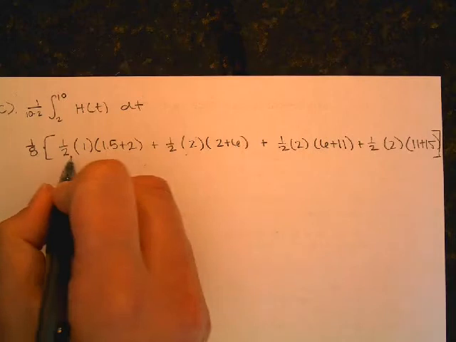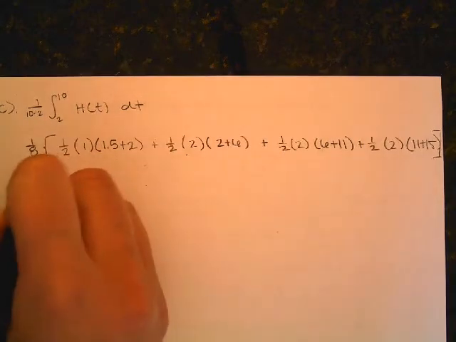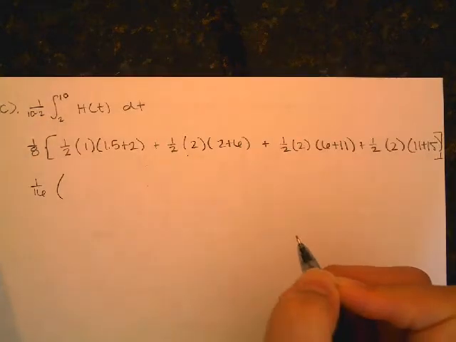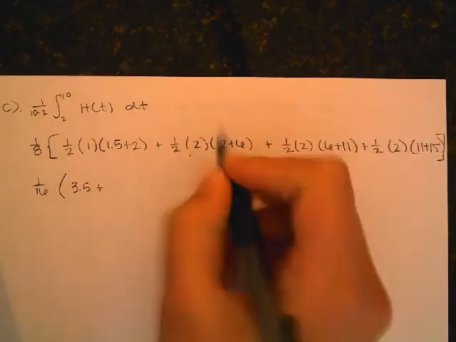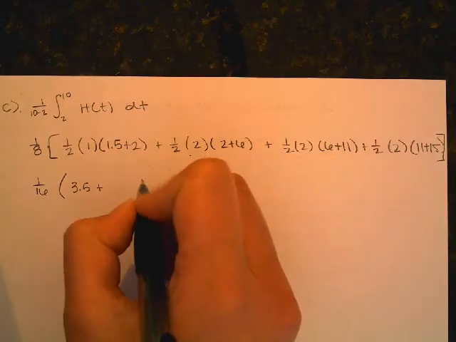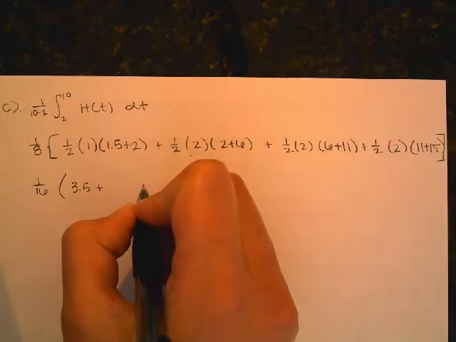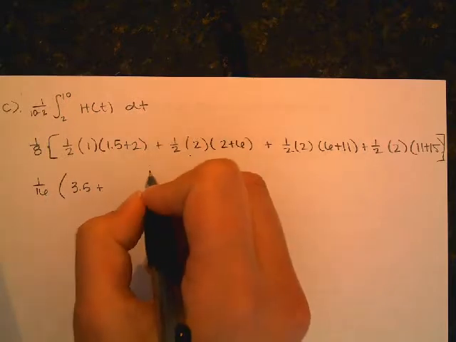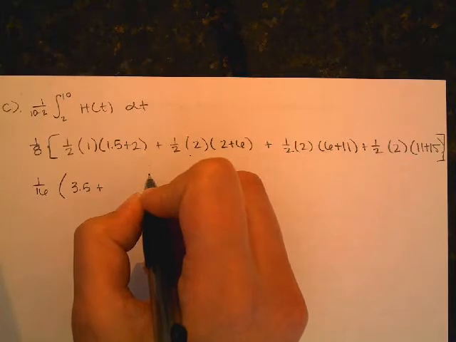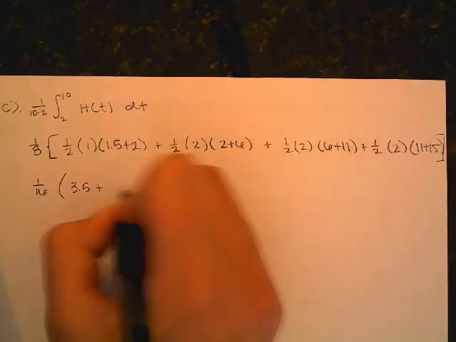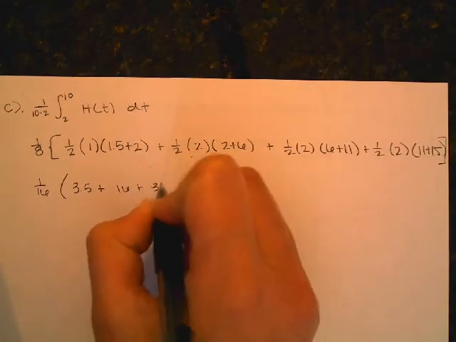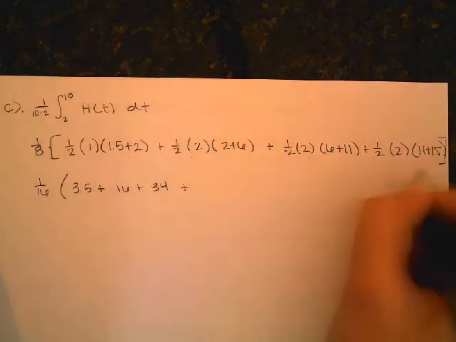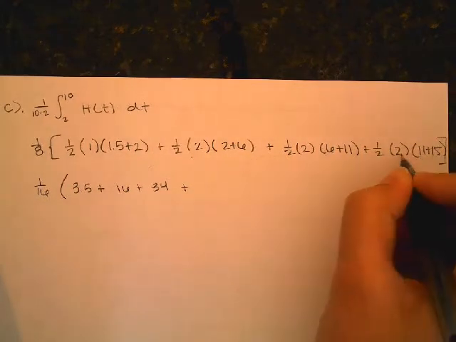All right, so since we've got the 1/2 here, I went ahead when I did it and just pulled that 1/2 out with the 1/8. And so 1.5 plus 2 is 3.5. 2 plus 6 is 8, times 2 is 16. Sorry. 6 plus 11 is 17, times 2 is 34. And then you've got 26.